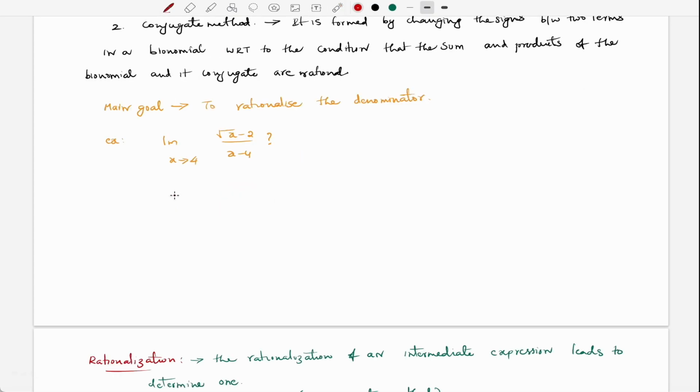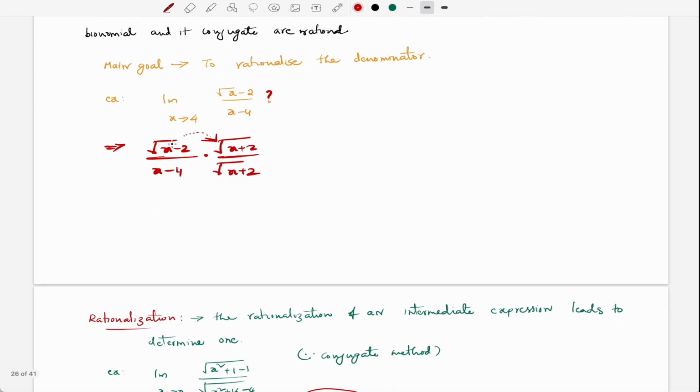So if we want to find our output, how are we going to find it? I just simply write the equation over here, and I multiply it by the same expression with the sign changed. I multiply with the first one, and I just change its sign from minus to plus.